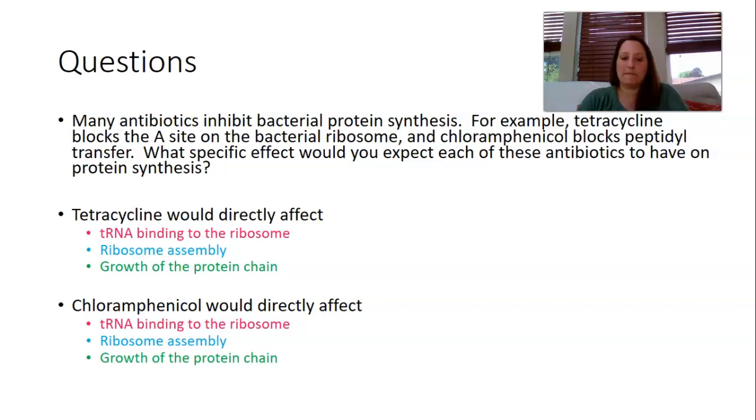So hopefully you picked green. It's going to affect the growth of the protein chain. Okay, so if it blocks peptidyl transfer, then you're going to have a problem with that chain no longer being able to grow. If it can't be transferred over to the tRNA in the A site, then it's just going to probably leave with the tRNA in the E site. Okay, so you're blocking the transfer of those peptides. So again, the same idea though. You're blocking protein synthesis, and so if bacteria can't make proteins, then they can't survive.